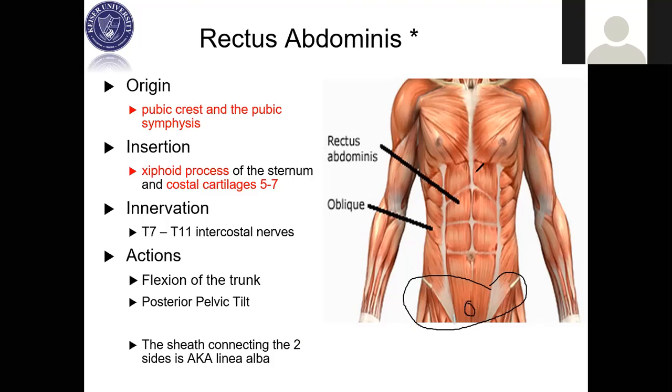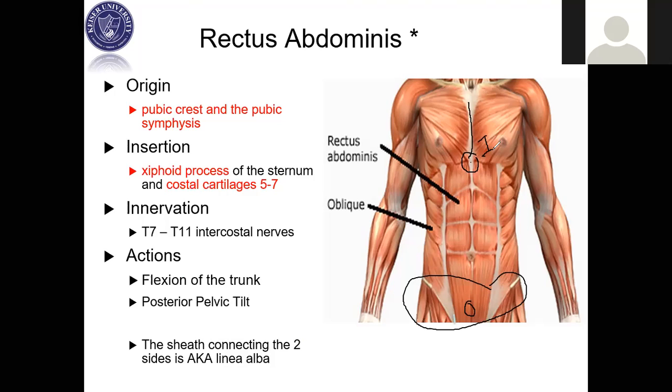Its insertion point is the xiphoid process right here. So here's the sternum, and here's the lowest part of the sternum. So this is the insertion. And this is important because, like I spoke about yesterday, when we're talking about muscle contraction, muscles contract in a certain way. And the way it contracts is that the insertion comes closer to the origin.